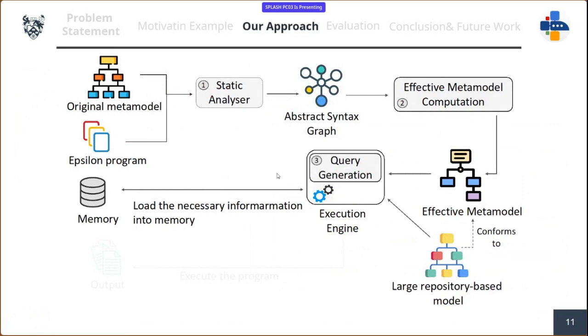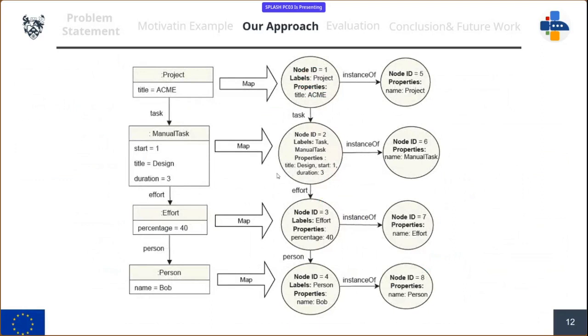In this work, the state-of-the-art repositories like NeoEMF, which is a mature repository, MD or CDO, are all considered graph-based databases because mapping a model to a graph is easier and makes more sense. So in our work, we consider Neo4j as well as a backup, as a database which stores our models.